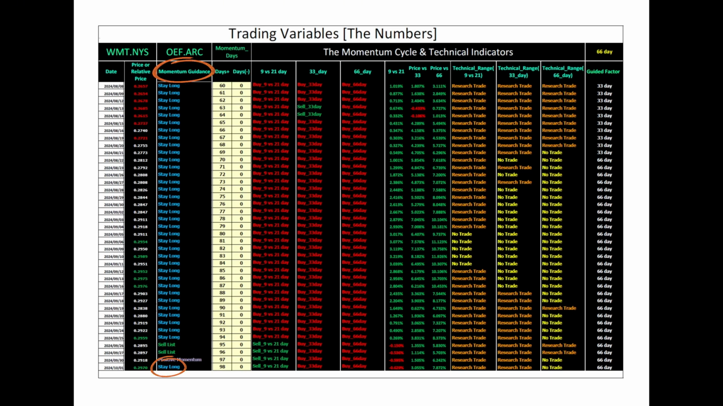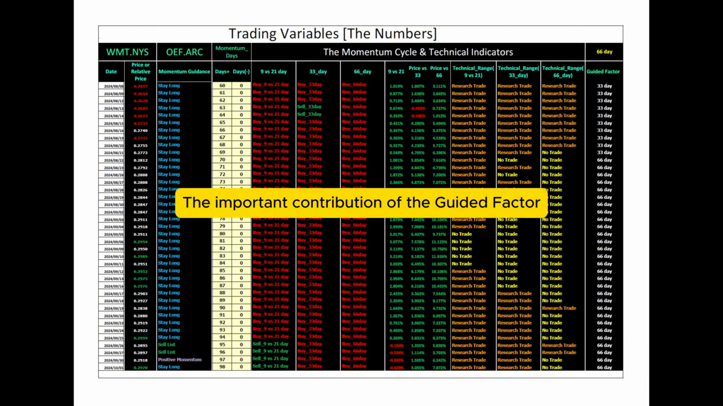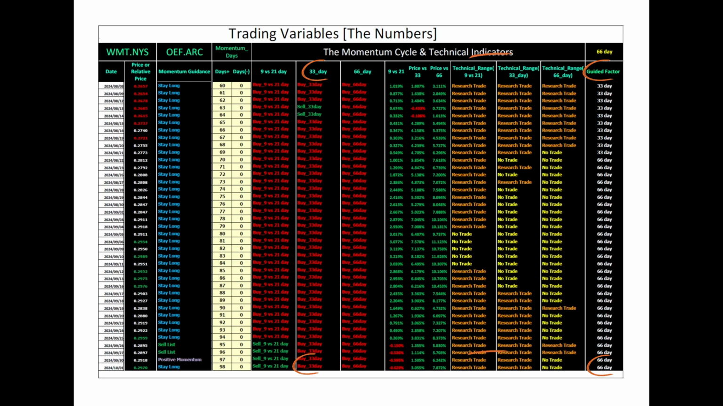The key question is whether the instrument will move downward with the negative momentum cycle, or if this is just a short-term price correction. The important contribution of the guided factor. The length of the momentum cycle determines the guided factor. The selected guided factor here is the 66th day, as the current momentum cycle has been positive for 98 days.